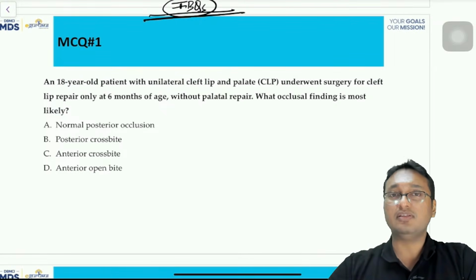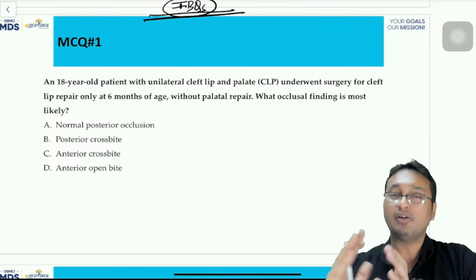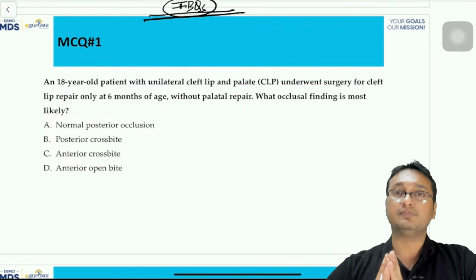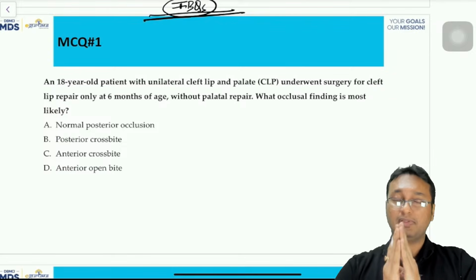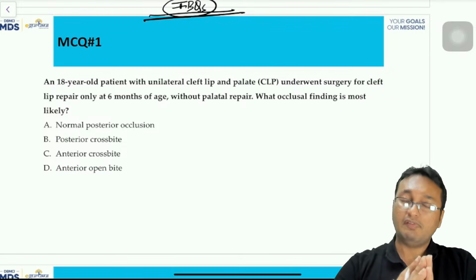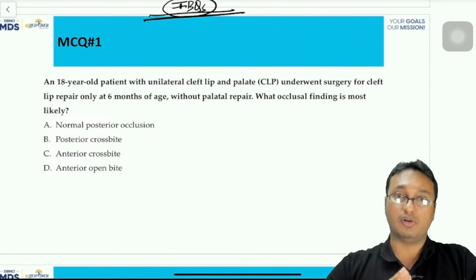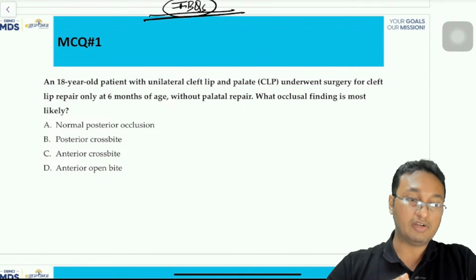The new questions are the ones which decide whether you are a rank holder or not. That's where the complete test of knowledge comes into picture. That's why I always keep saying that you have to grasp the subject in such a way that whatever new questions the examiner is asking, you should be able to answer them with full confidence. So it's a very difficult question.